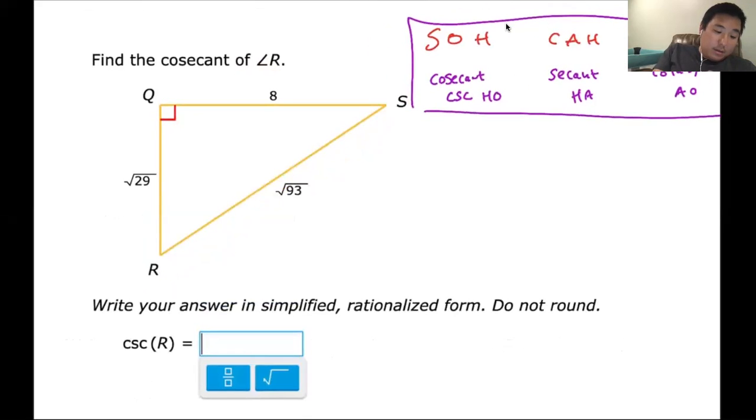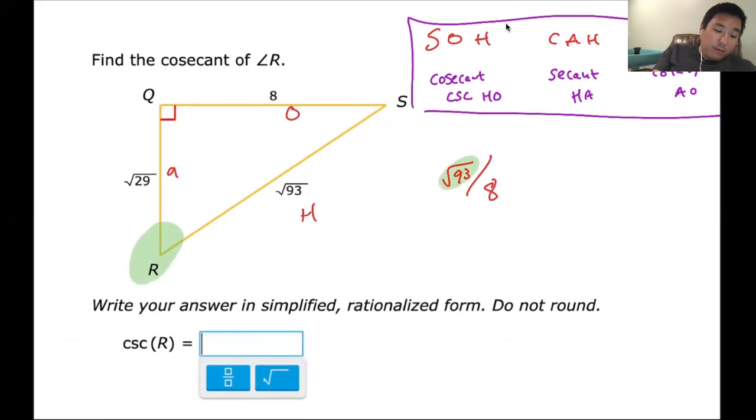Paste this. Which one? Angle R. Which is the hypotenuse? Nice job. What's the adjacent? Nice job. What's the opposite? Great. So this one we want H over O, so it's going to be square root 93 divided by 8. We got lucky here, because the square root's on top, we don't have to rationalize.